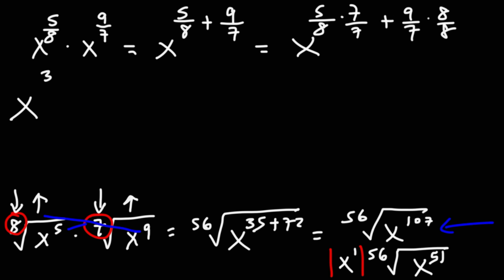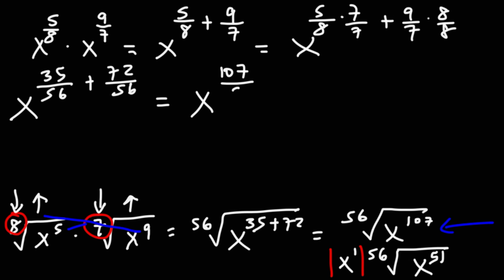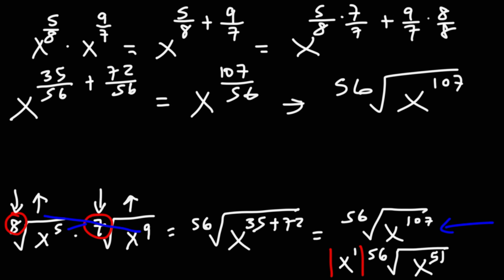So 5 times 7 is 35. 8 times 7 is 56. 9 times 8 is 72. 7 times 8 is 56. So now that we have the same denominator, we can add the numerators together. So 35 plus 72 is 107. And then we could convert this back to radical form. So it's the 56th root of x to the 107. Now, of course, instead of leaving the answer like that, you can write 107 as 56 plus 51.